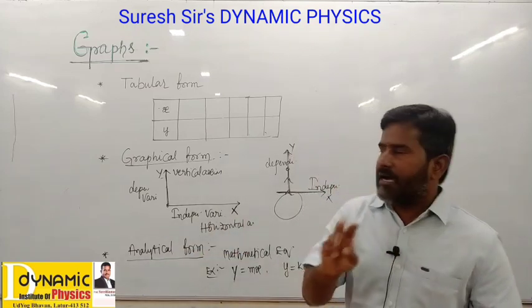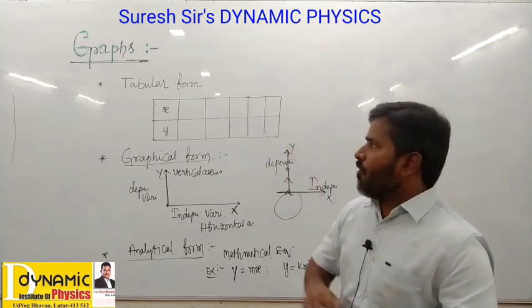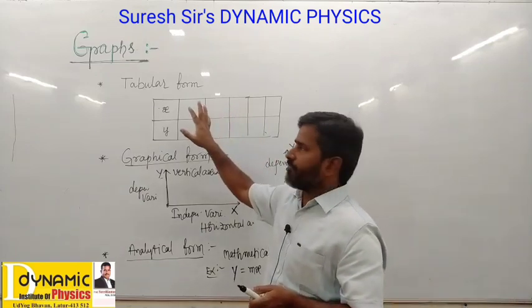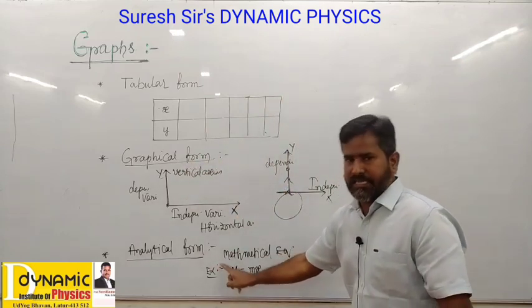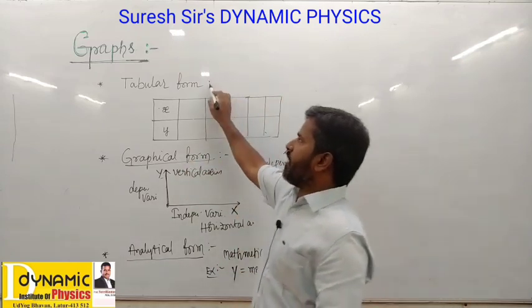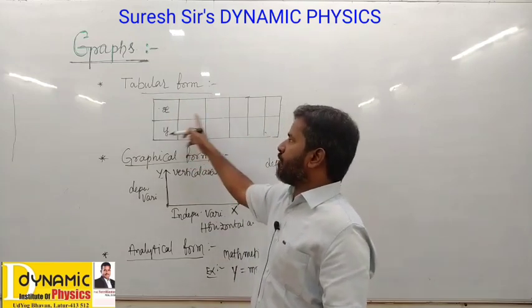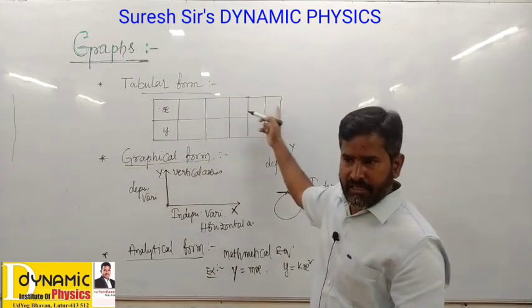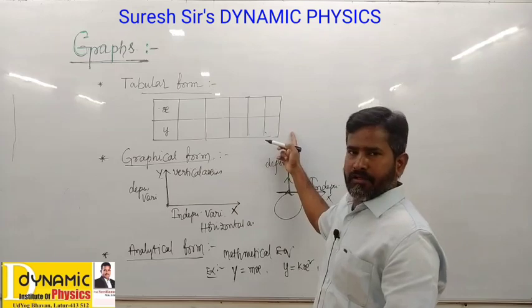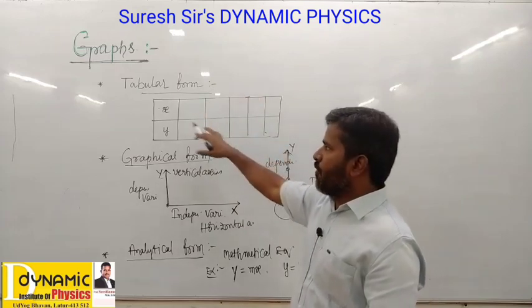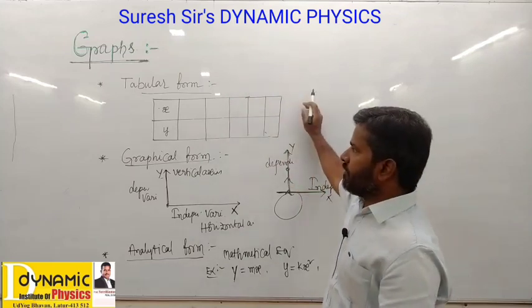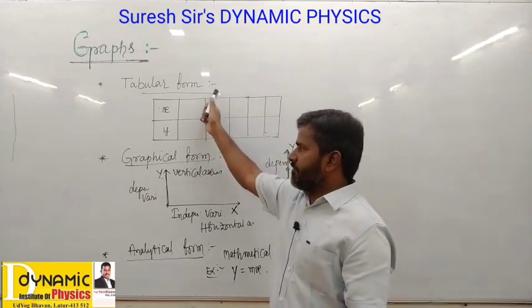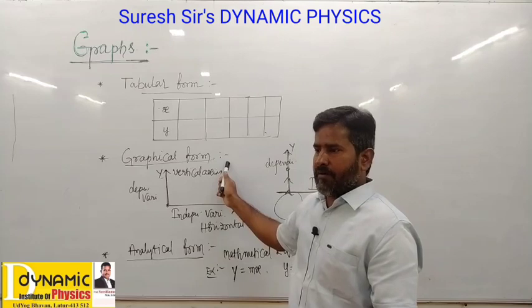There are three forms for any graph, not only this one: tabular form, graphical form and analytical form. In tabular form, as the x values change, the y values also change. So this is x and y taken in a tabular form.